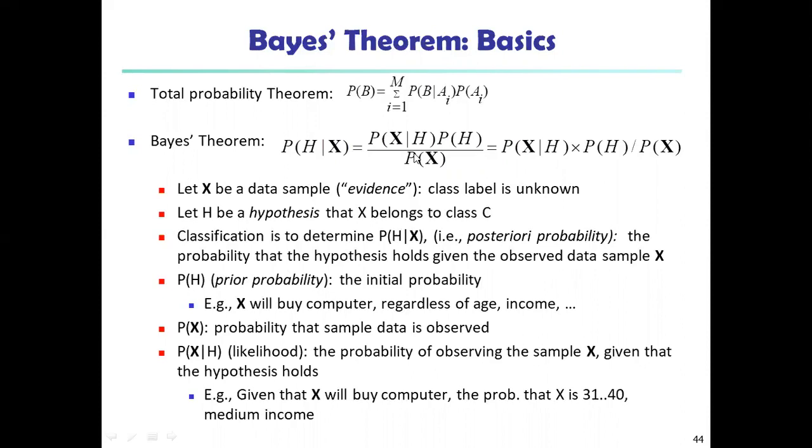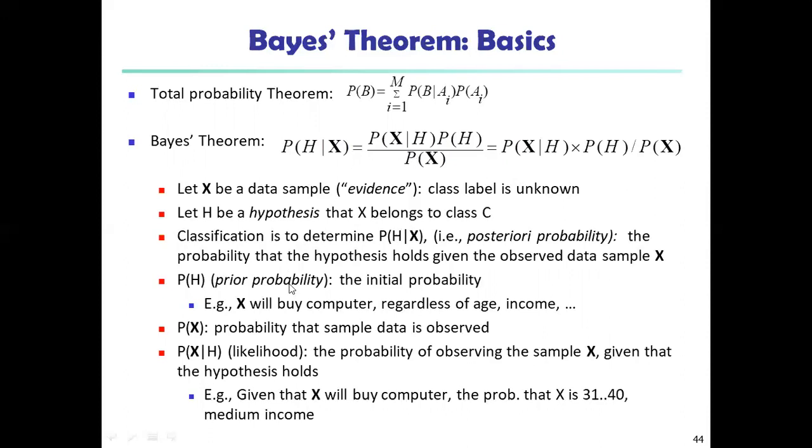Here X is considered as the evidence and H is considered as a hypothesis. If X belongs to the class C, that class C will be the specified class of the classification problem. P of H given X is a posterior probability, the posterior probability of H conditioned on X.